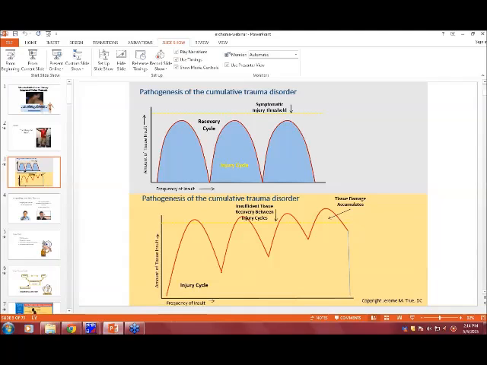The second graph, the bottom graph, the pathogenesis of cumulative trauma disorder, truly depicts what we see every day in our office today. A great example of this would be carpal tunnel. Here we have an injury cycle. We have, unfortunately, insufficient tissue recovery between the cycles. Tissue damage accumulates, and we go over the symptomatic injury threshold. We now have a dysfunctional joint, muscle injury, nerve injury, and/or typically the patient complains about pain. This is what we typically deal with in the chiropractic office.